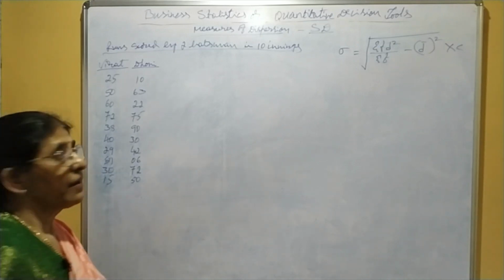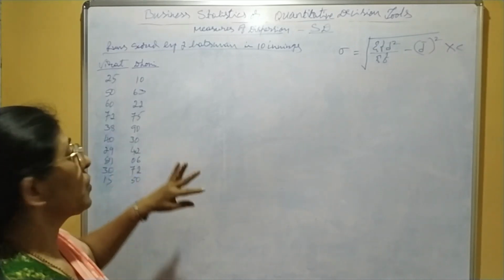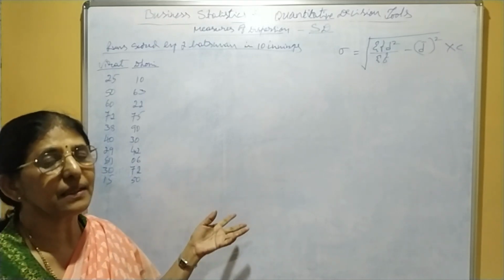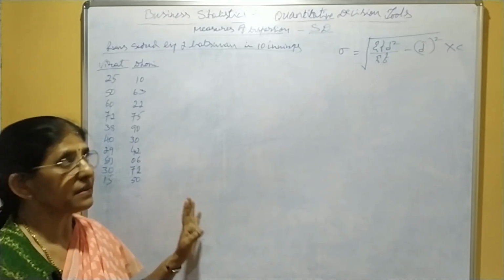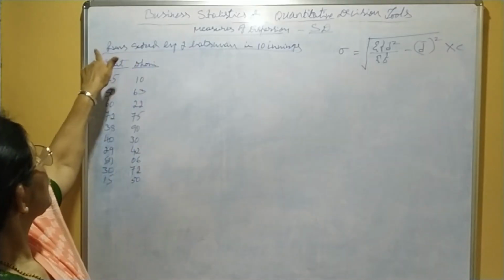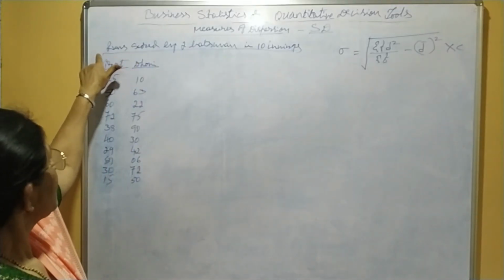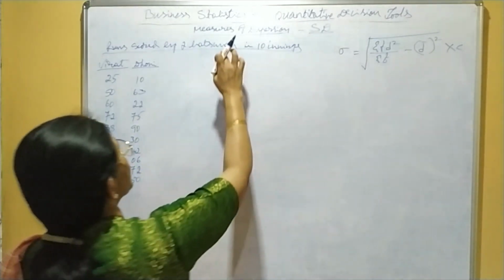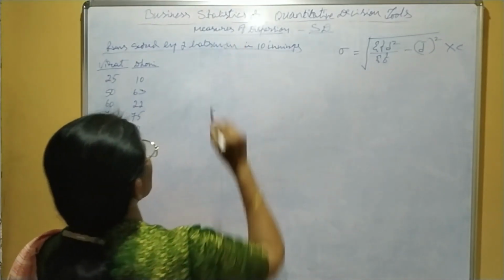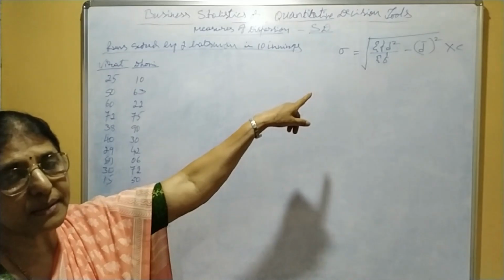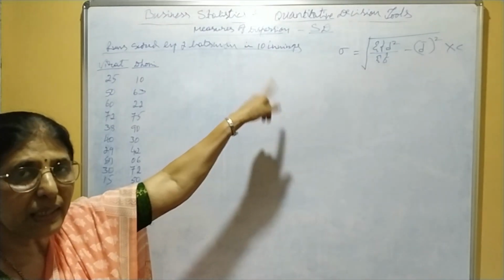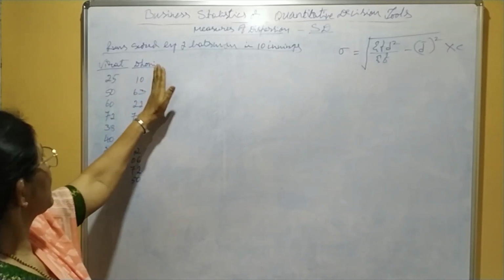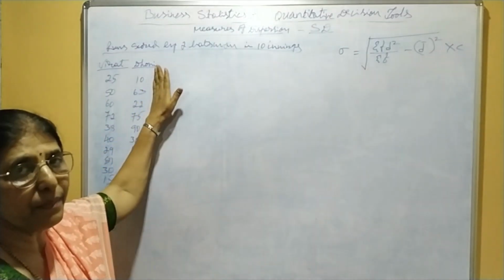Here, when you are given two columns, you should not assume that one is variable and another one is frequency. See, these are the runs scored by two batsmen in 10 innings. Two batsmen in 10 innings means this one is a separate variable and this one is a separate variable.